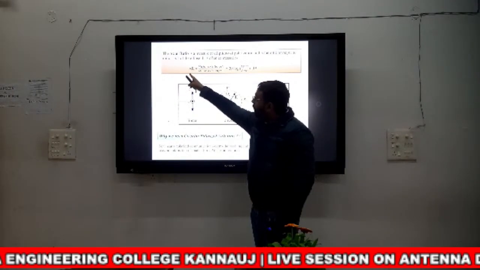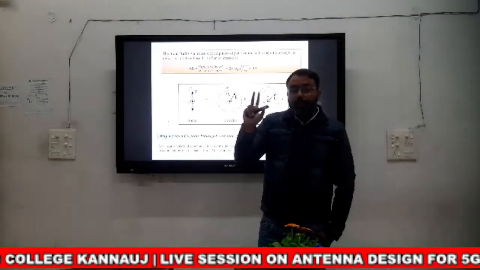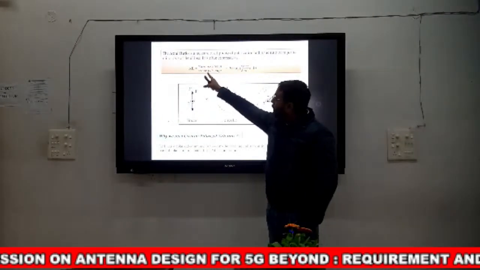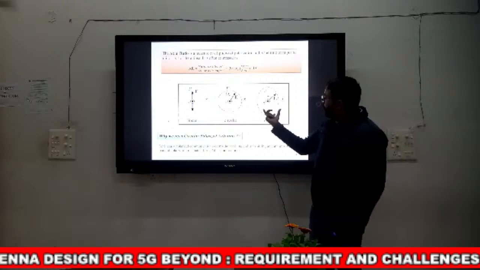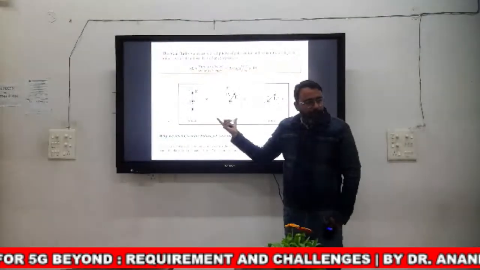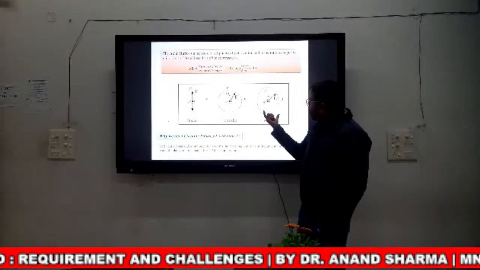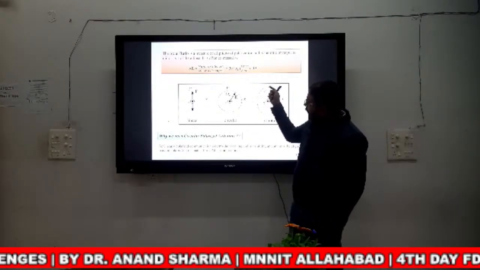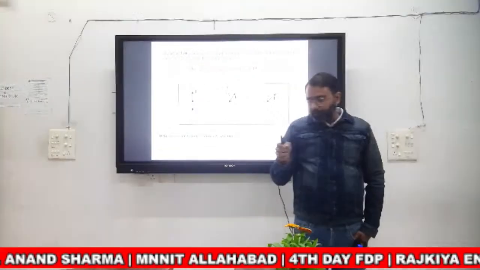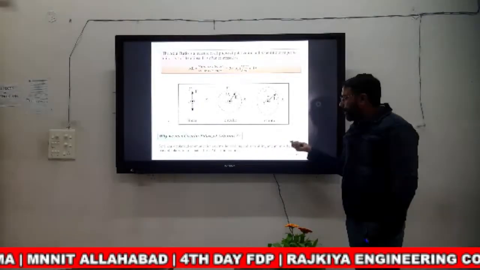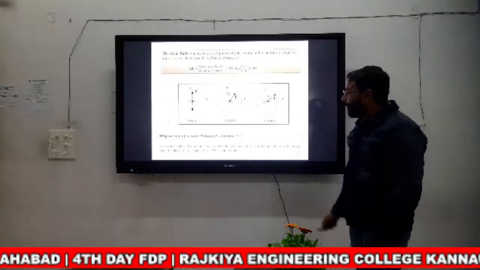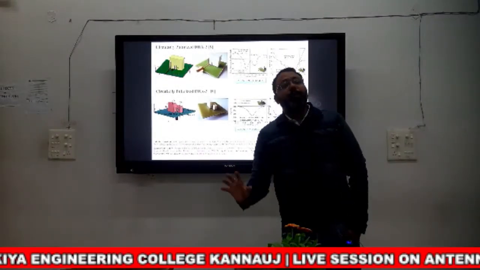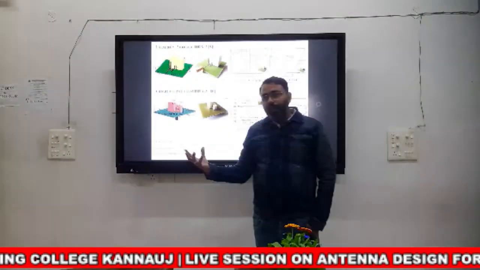If this condition is satisfied within your operating band, that means major axis equals minor axis, then only this elliptical shape becomes a circular shape. I think it is clear to all of you that if the major axis equals the minor axis, then that structure is called circular. I already discussed the need of circular polarization. Now come to the part: how can we generate circular polarization in any radiating structure?